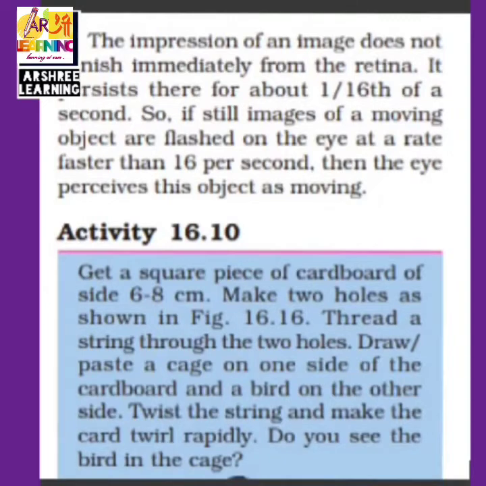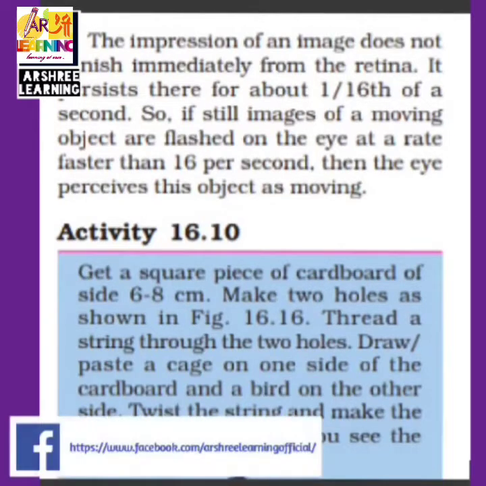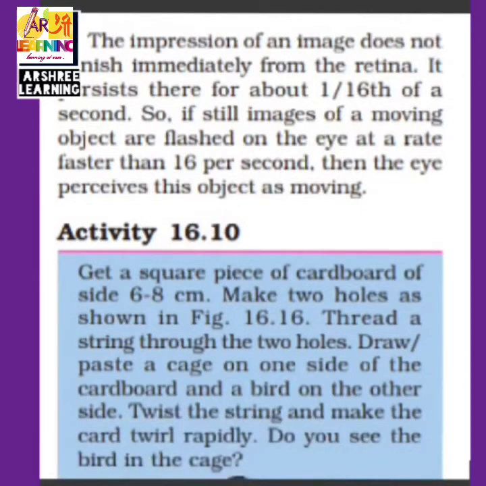In the human eye, the impression of an image does not vanish immediately from the retina. It means whenever we see anything, the image of the object forms on the retina, and the image of the object remains on the retina for a few seconds. It remains in the retina for 1/16th of a second. It means when the object is kept in front of the eye and then removed, the image stays on the retina for 1/16th of a second.